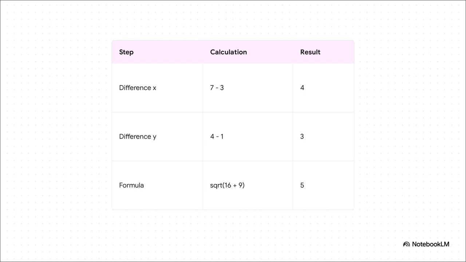Step 1. The difference in x, 7 minus 3, gives us 4. That's our base. Step 2. The difference in y. 4 minus 1 is 3. That's our height. Now for the Pythagoras magic. 4 squared is 16, and 3 squared is 9. Add them up. 16 plus 9 is 25. Finally, we take the square root of 25, giving us a final hypotenuse distance of exactly 5 units. If you got 5, awesome job.